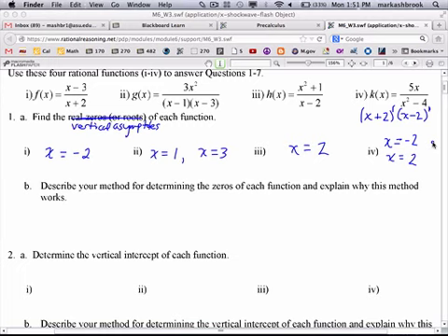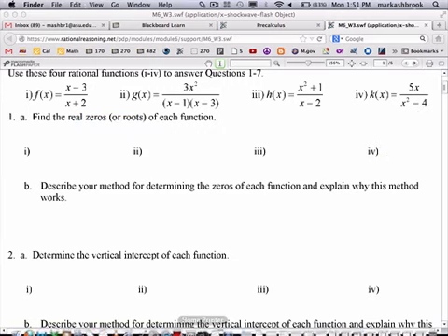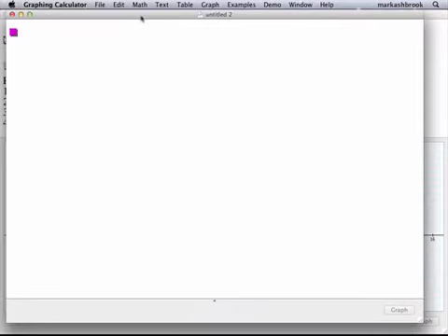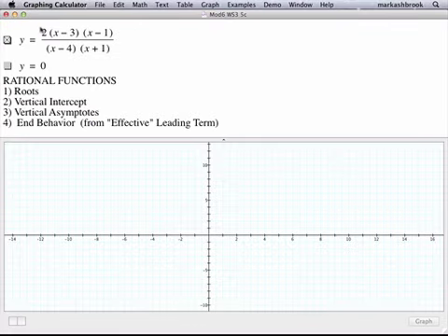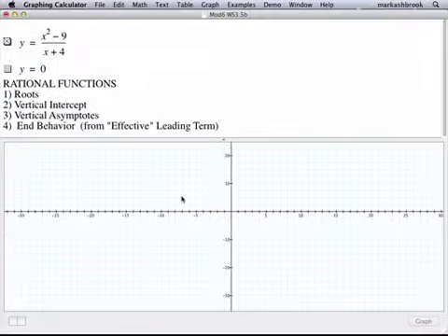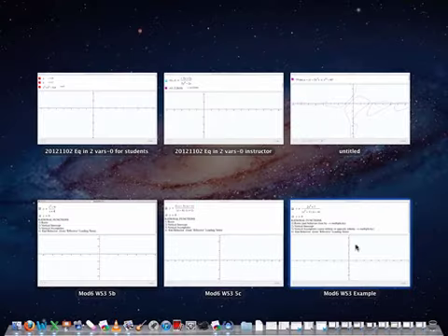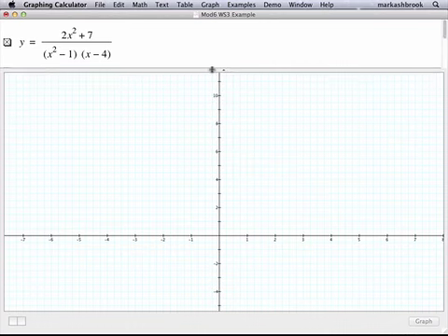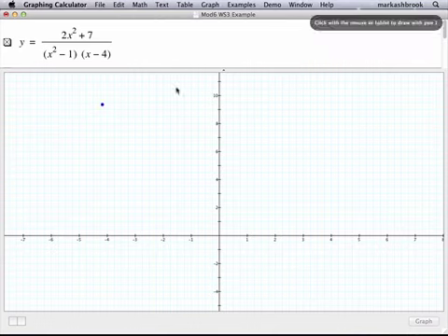Then the last thing we haven't covered yet, so let's do that now. And it's what we're going to call end behavior, okay? End behavior. Any questions on those three so far? So now end behavior. Here's an example. So end behavior is, what was it based on with polynomials? The leading term, right?